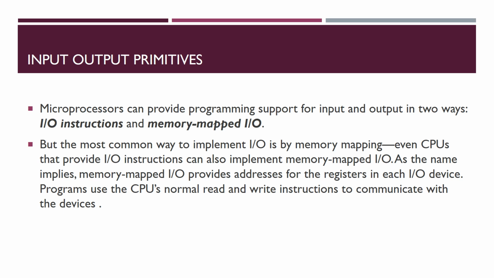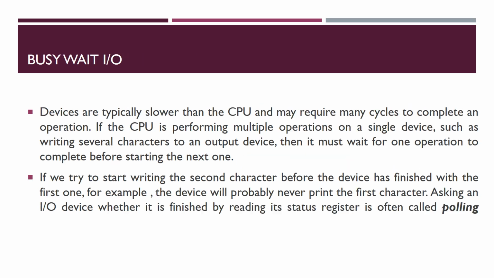Then the next one is the input-output primitives. So the microprocessor can provide programming support for input-output in two ways. One is input-output instruction, another one is memory mapped input-output. So you know what is input-output instruction. By handling the registers, we are passing some instruction to access our input-output. That is called input-output instruction. In the case of memory mapped input-output, it provides the addresses for the registers in each input-output device. So the program uses the CPU's normal read and write instructions to communicate with the devices.